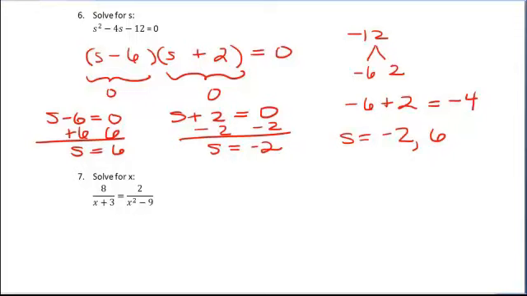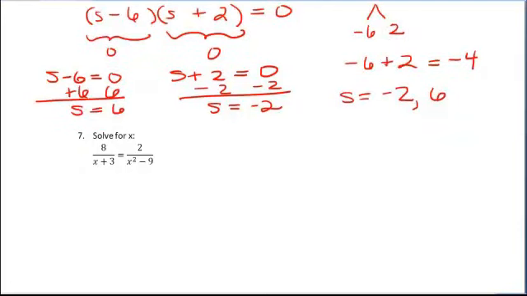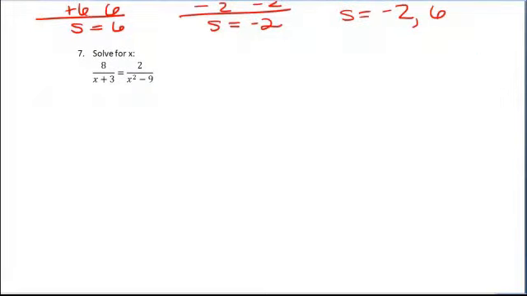So we don't have a point, we just have one value. These are both valid for what S can be to make that equation true. Okay, so now this next one, we have some denominators here that we're going to want to get rid of.